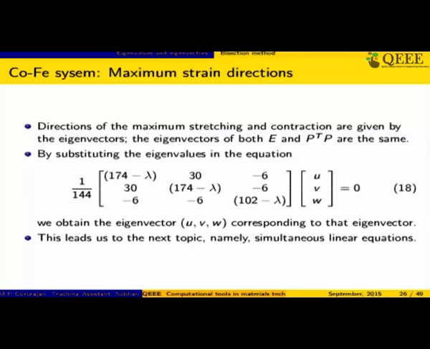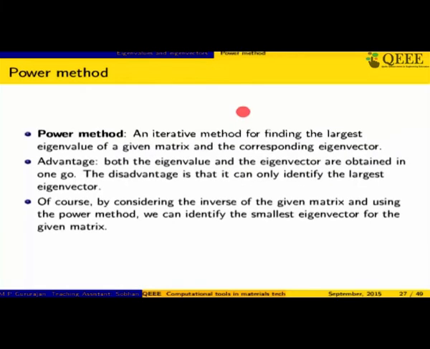Okay. So there is a method called the power method. We'll come back to simultaneous linear equations and do a session on that. The power method is an iterative method. The disadvantage is that it can only tell you the largest eigenvalue of a given matrix. But the advantage is that it will also give you the corresponding eigenvector directly. So you don't need to solve a separate equation.